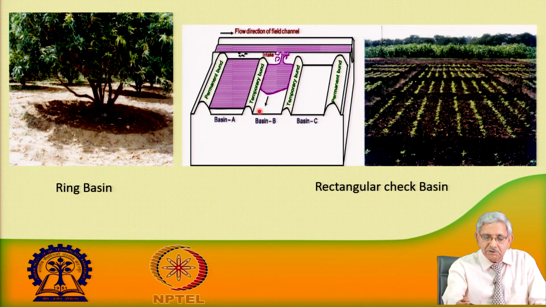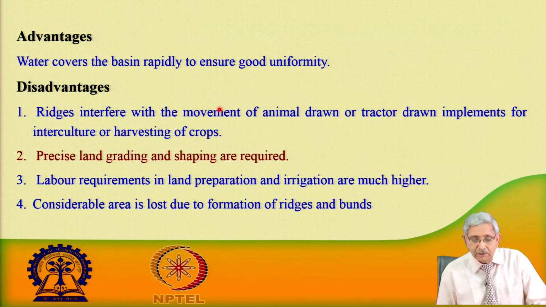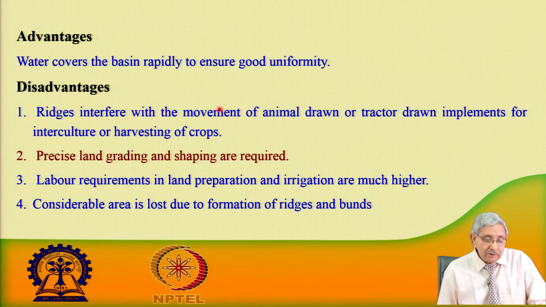Here what you are seeing is a rectangular basin, and these are the temporary bunds, so that the water cannot spill over from one end to the other end. But a considerable amount of water is used for infiltration, as well as the land also gets wasted. In case of basin irrigation system, water covers the basin rapidly to ensure good uniformity.